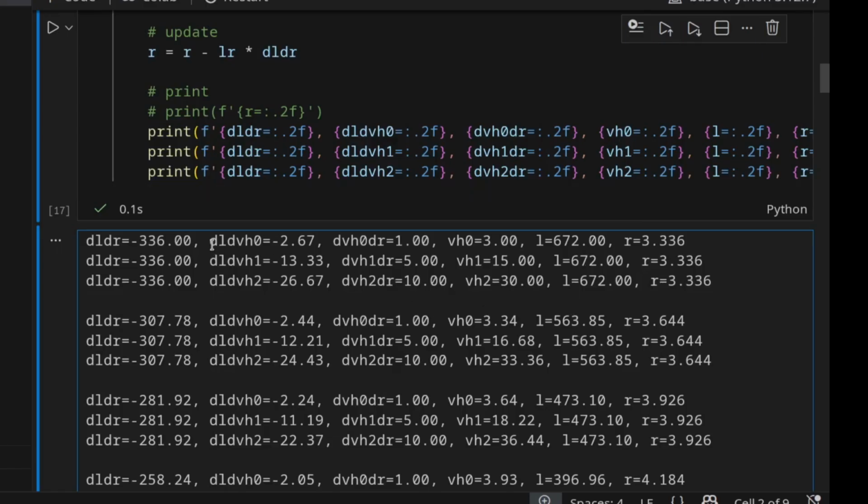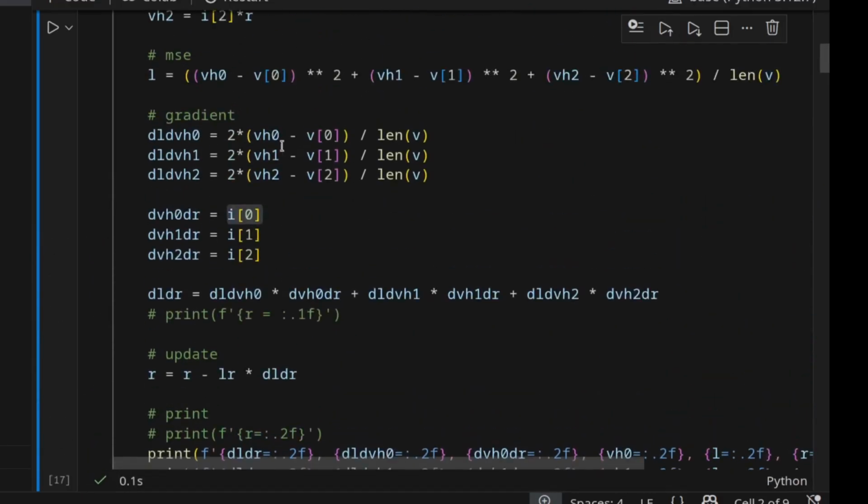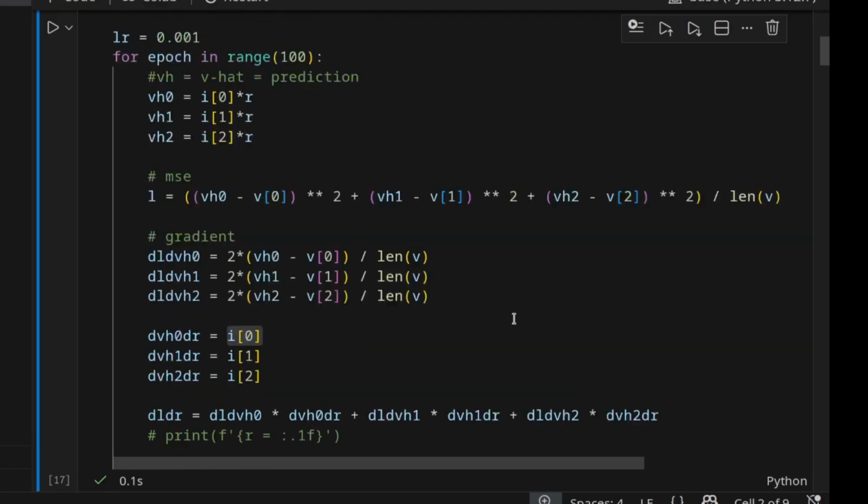And dldvh0, let's see what that is real quick. Oh, this is the derivative for the mean squared error loss function with respect to the different inputs to it, like the vh0, vh1, and vh2. That's why it says dldvh0, dldvh1, and dldvh2.